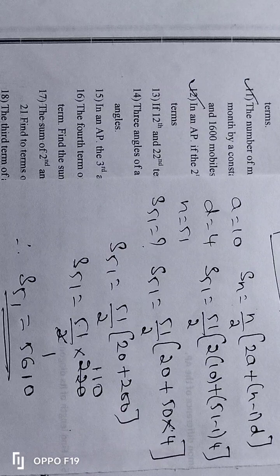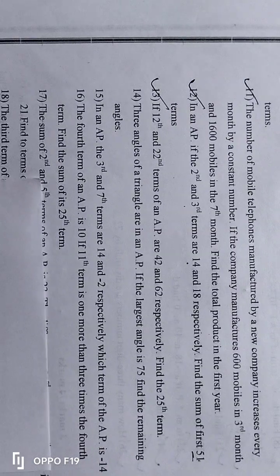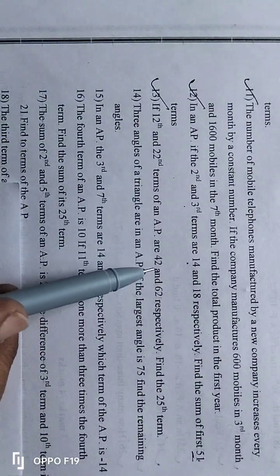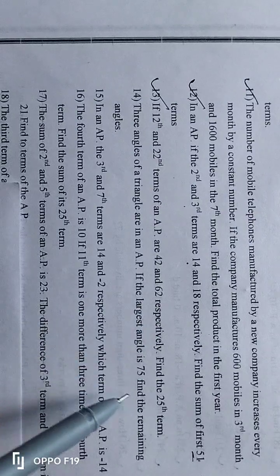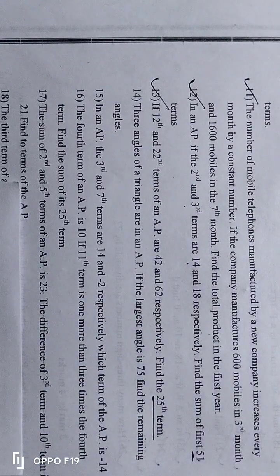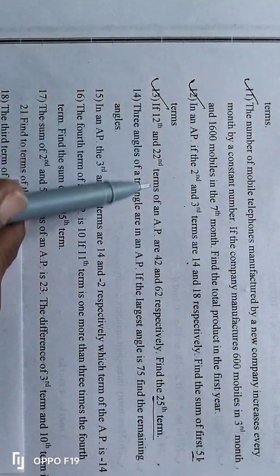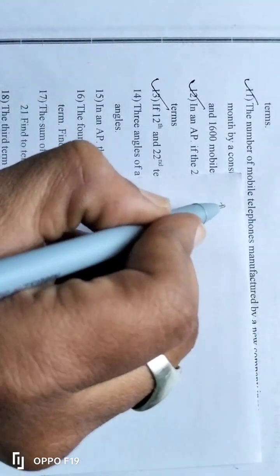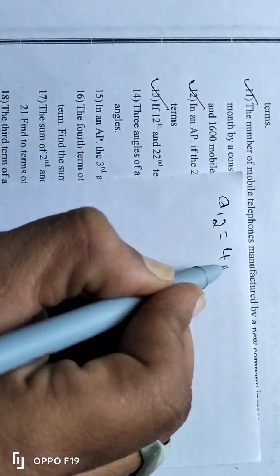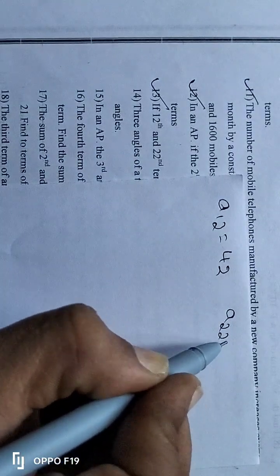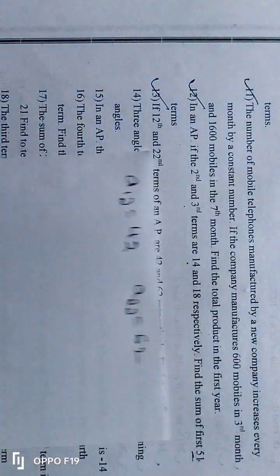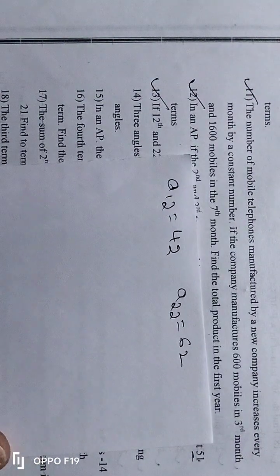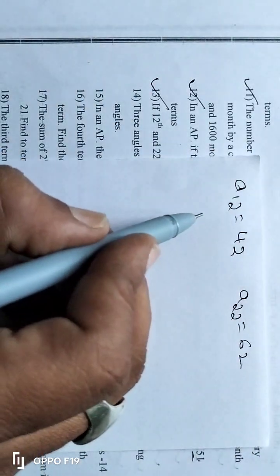So, let us go for the next, 13th question. In the 13th question, if the 12th and 22nd terms of an AP are 42 and 62 respectively, we have to find out the 25th term. The 12th term is given as 42, the 22nd term is given as 62. So A12 is equal to 42, then A22 is equal to 62. Now we have to find out the 25th term, A25.